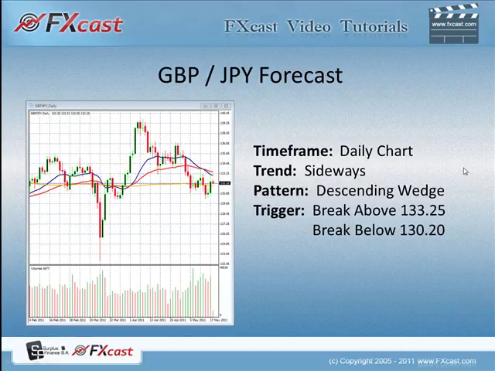We are continuing to monitor the pound yen. Again, we have a sideways chart. We also have a descending wedge here, and that is a theme of tonight's trades. We have a lot of descending wedges that need to resolve themselves to the upside or the downside. Let's pull up the charts and take a look.